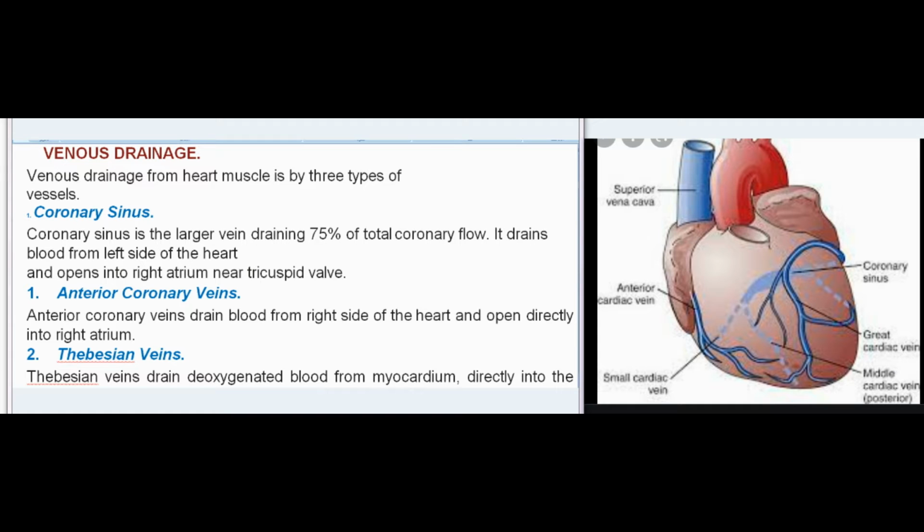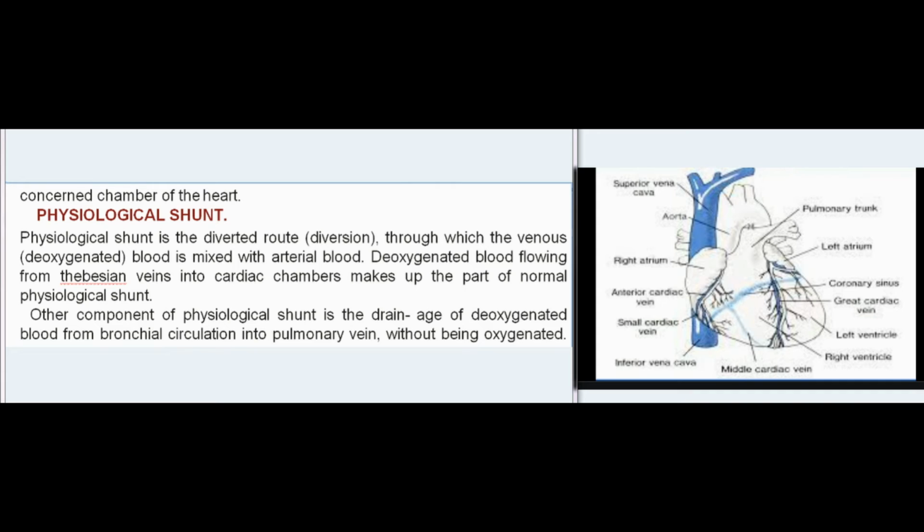Venous drainage. Venous drainage from heart muscle is by three types of vessels. Coronary sinus. Coronary sinus is the larger vein draining 75% of total coronary flow. It drains blood from left side of the heart and opens into right atrium near tricuspid valve. Anterior coronary veins. Anterior coronary veins drain blood from right side of the heart and open directly into right atrium. Thebesian veins. Thebesian veins drain deoxygenated blood from myocardium, directly into the concerned chamber of the heart.